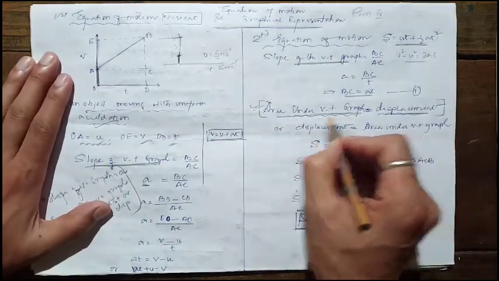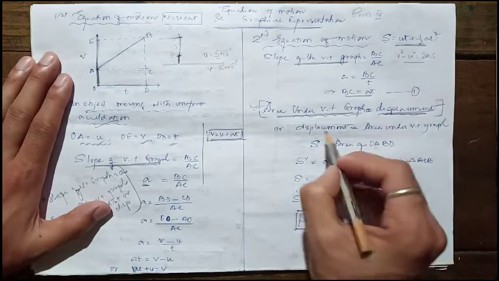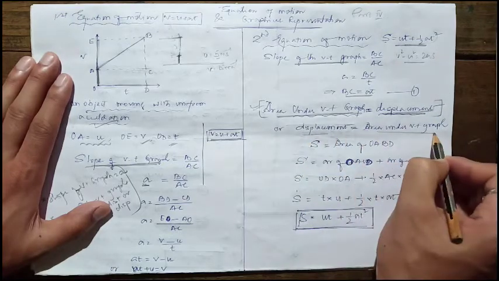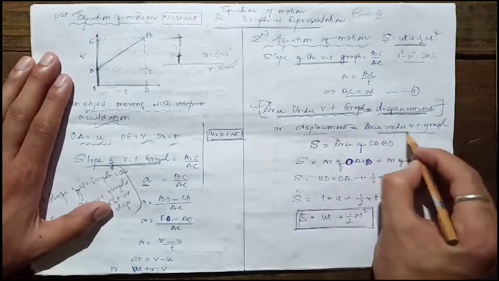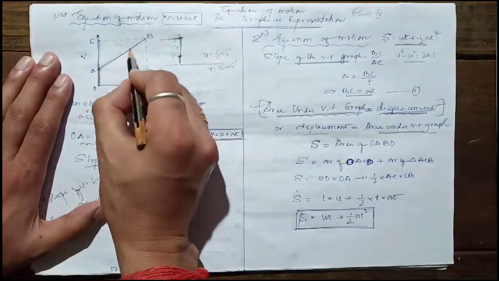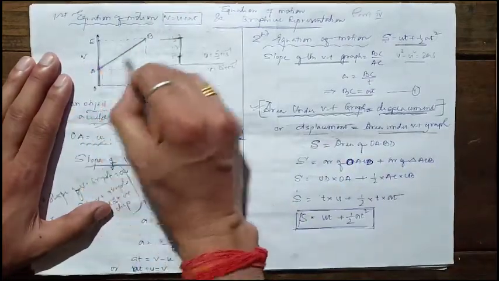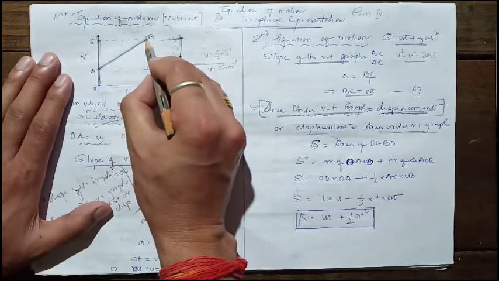Now from this property, area under the VT graph is displacement. This can be written as displacement is equal to area under the VT graph. Displacement is denoted by the symbol S. Now students, see, this is our VT graph. How much is the area covered by this graph?